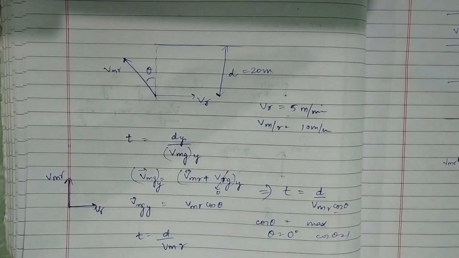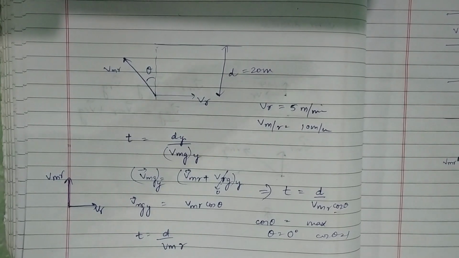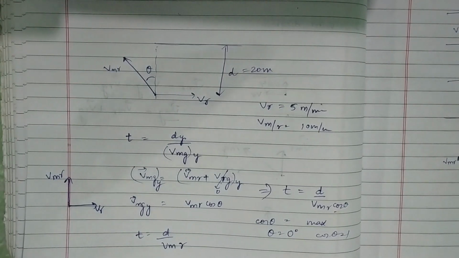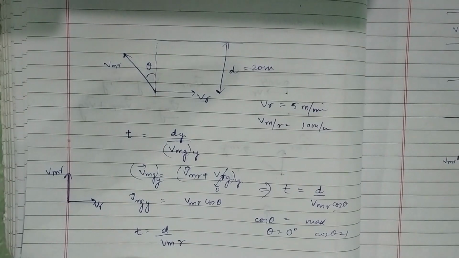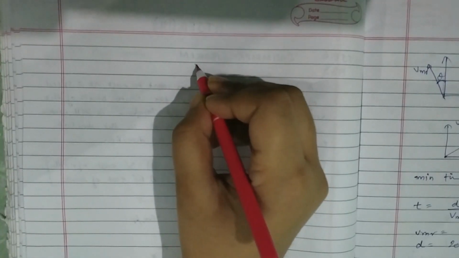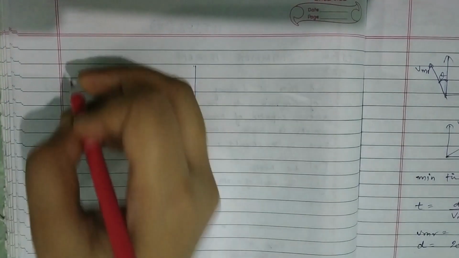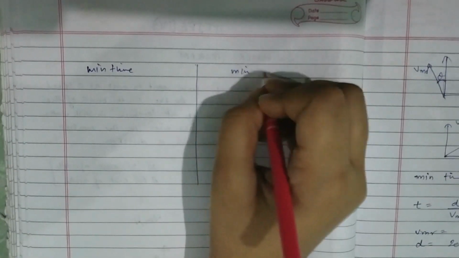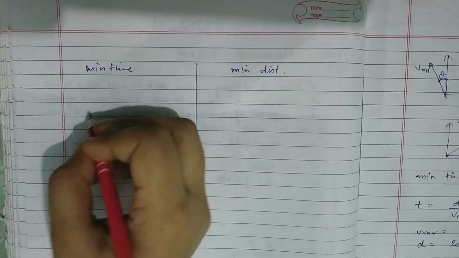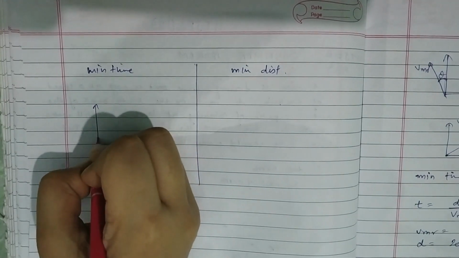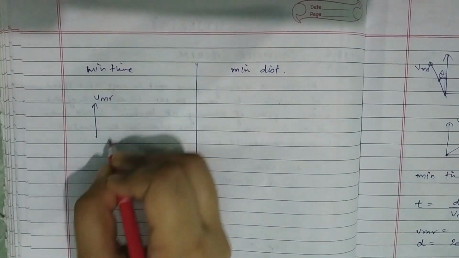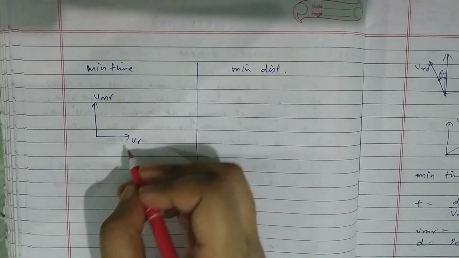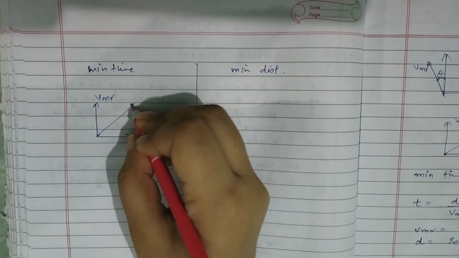Let's try to understand the equation by both the approaches, that is by this one as well as the other approach. I'll divide the page in two categories, that is a minimum time and minimum distance problem. In the minimum time case, we are saying that the man should go in this direction and the velocity of the river is this, and the final velocity will be in this direction, right?